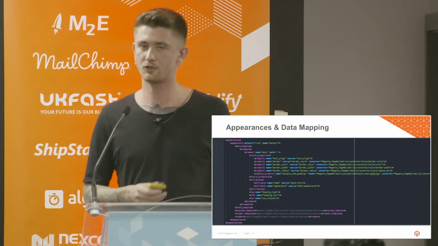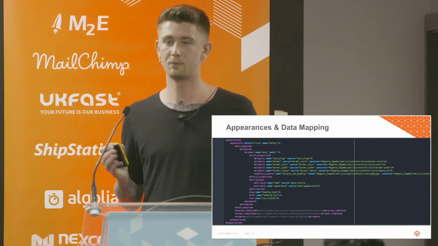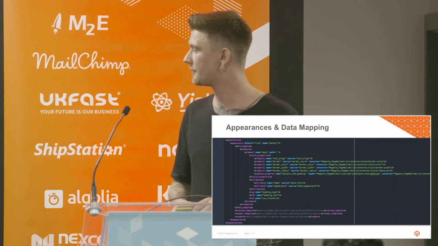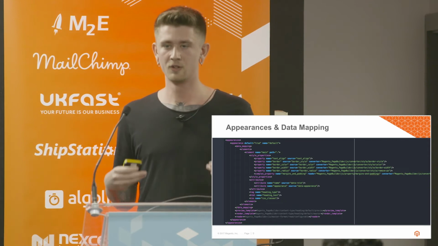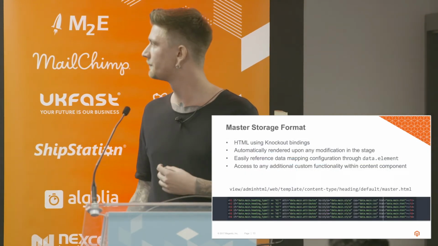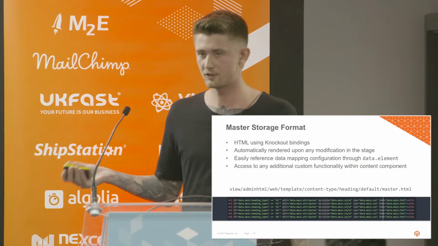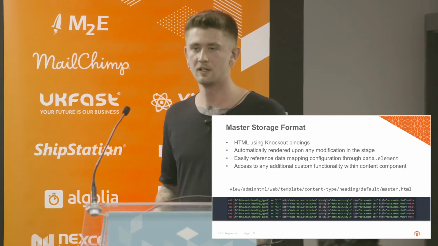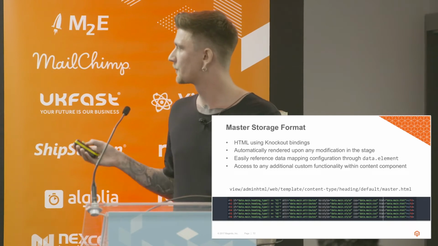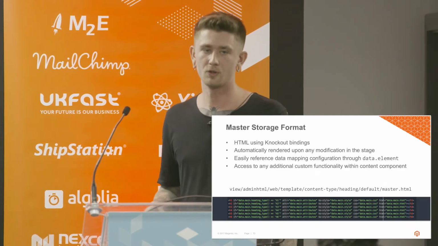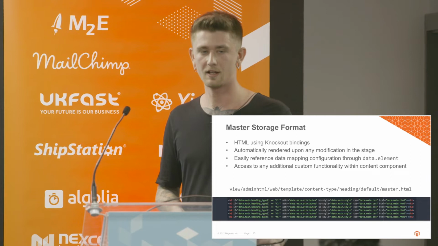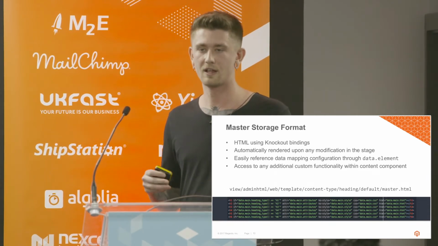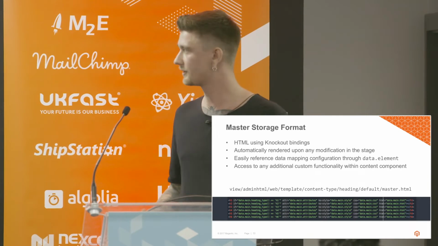This goes back to what I talked about earlier with those two areas we have, preview and master, or we sometimes call it content. These basically define the actual markup for those areas. As I mentioned, the master storage format is HTML using knockout bindings. There's no PHTML here, it's all JavaScript rendered. It's automatically rendered whenever there's a modification in the stage. We have an underlying event system, which fires events whenever anything changes and we need to rebuild the data.